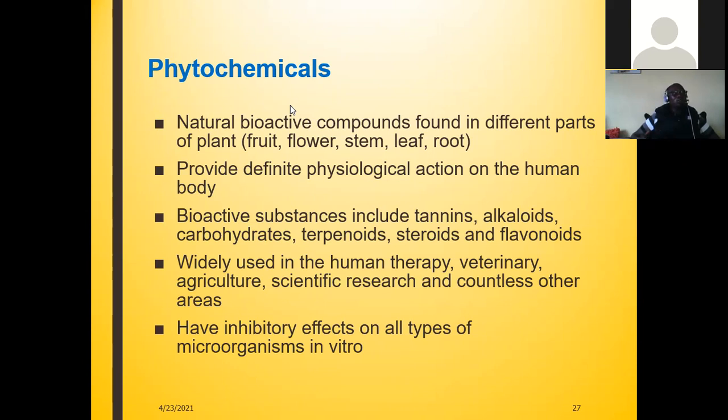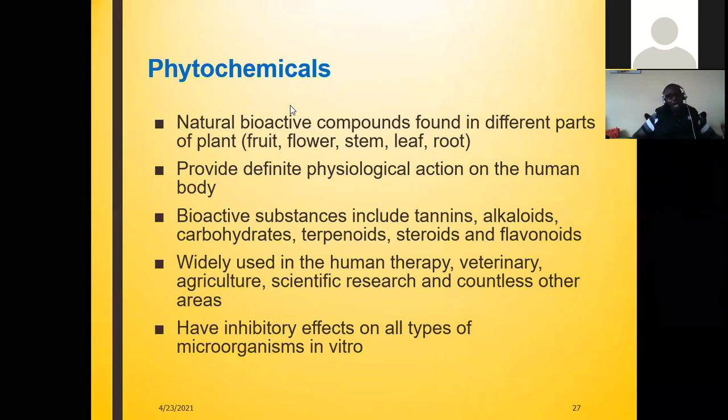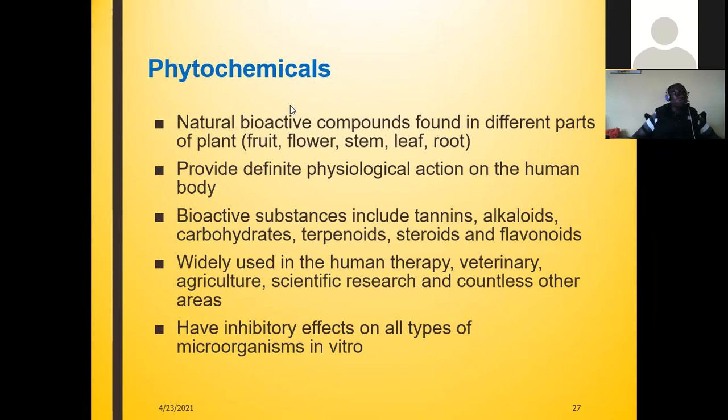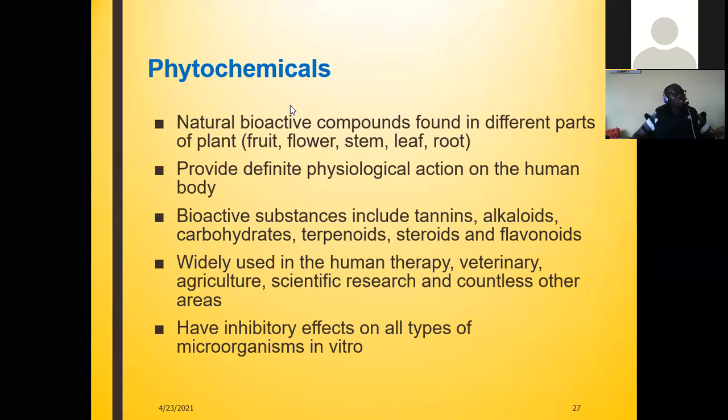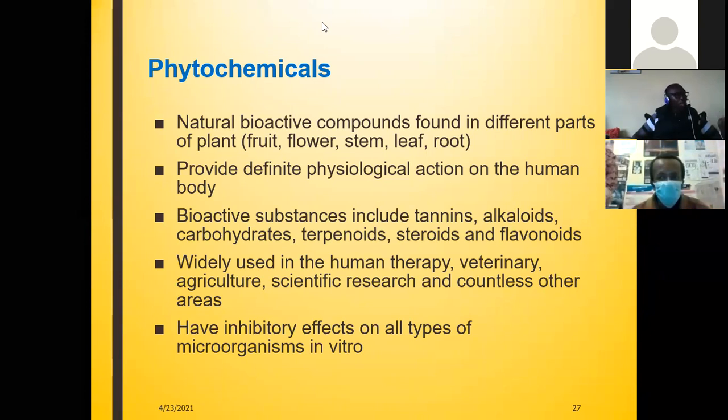We have a number of natural bioactive compounds. These are just chemicals found in the plants that are important in the treatment of various ailments. So it is the work of a scientist to identify these natural bioactive compounds, try to extract them from these plants, and then use them for drug synthesis and come up with totally new drugs from these medicinal plants. So we realized that from fruits, flowers, stem, leaf, root, virtually all parts of the plants are rich in natural bioactive compounds. And these are the compounds that help in providing definite physiological action on the human body when someone is sick.